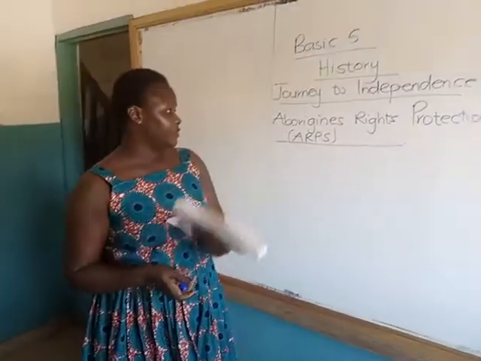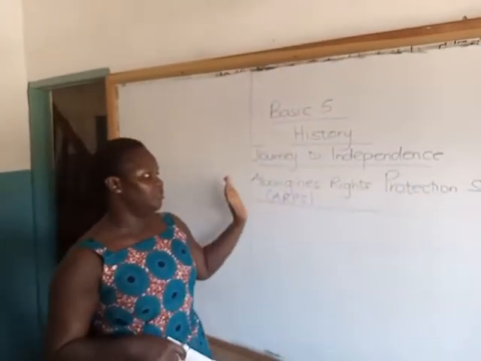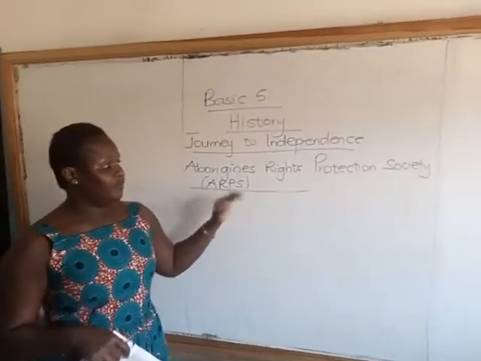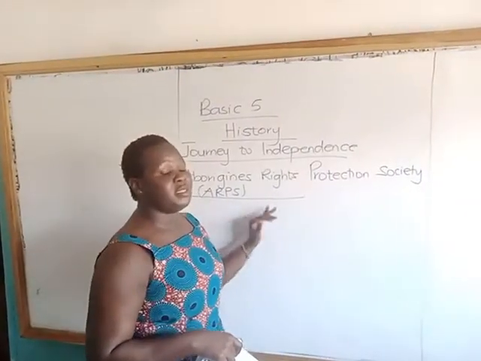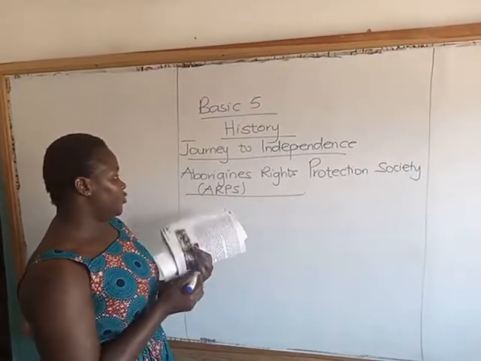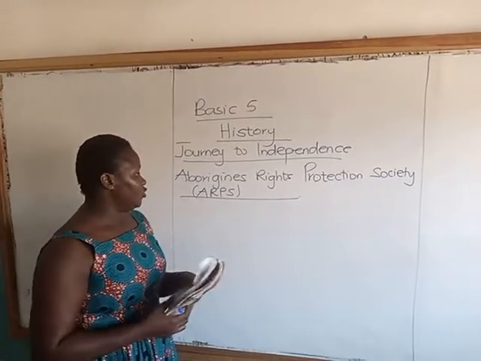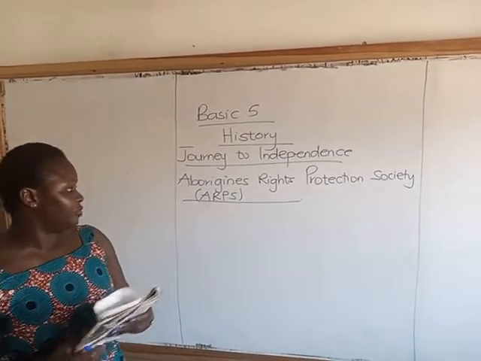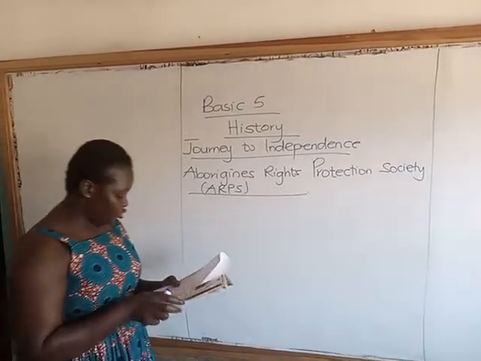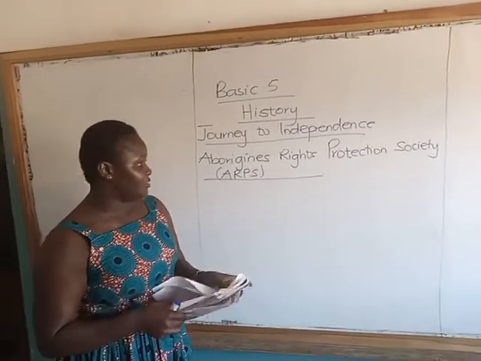Okay, so in our last lesson, we were still looking at the journey to independence. We looked at nationalism, then we spoke about the various protest movements that were formed as part of the journey to independence. We talked about the Aboriginal Right Protection Society, the National Congress of British West Africa, and the Gold Coast Youth Conference. So today we are going to look at the Aboriginal Right Protection Society.